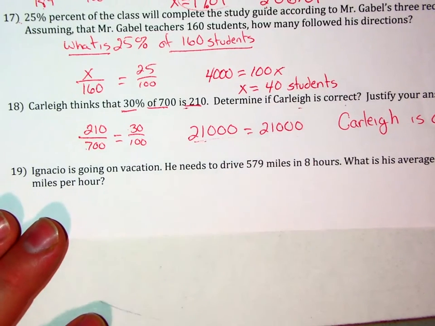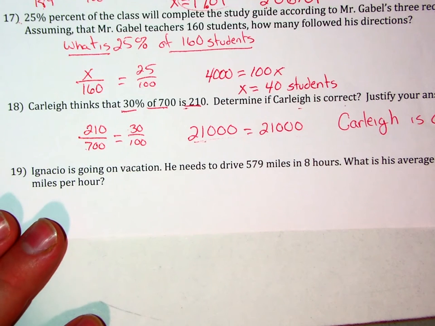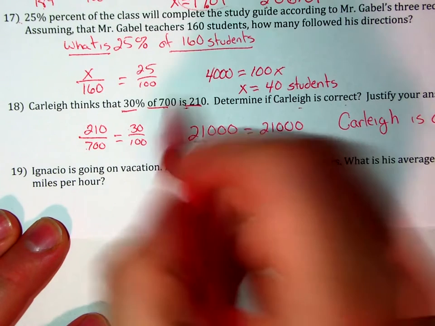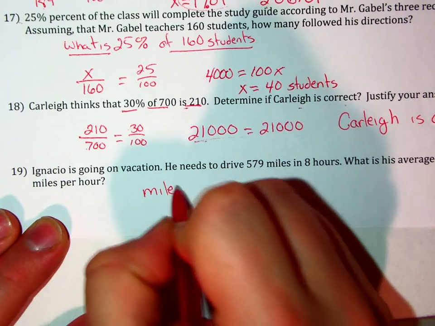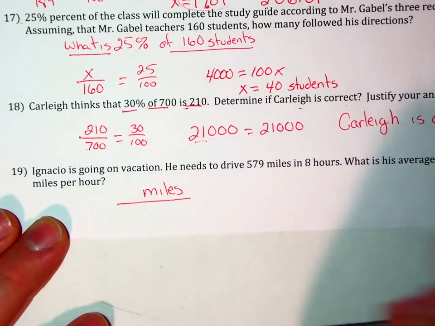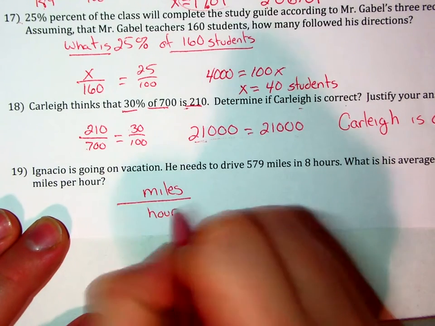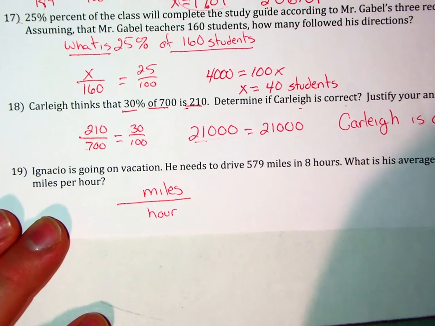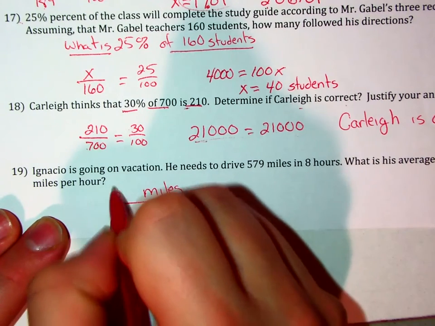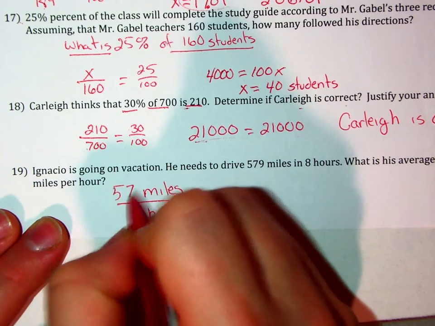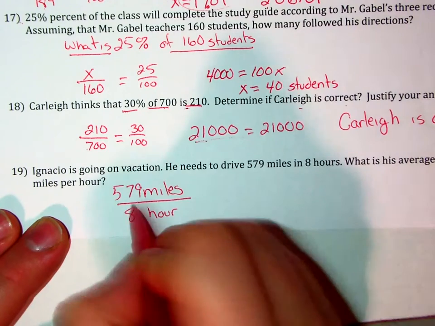Problem 19. Ignacio is going on vacation. He needs to drive 579 miles in 8 hours. What is his average speed in miles per hour? So we want to know our solution in miles per hour. I'm given that he can drive 579 miles and that took him 8 hours.